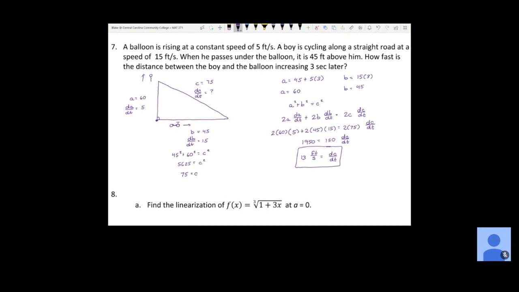So again, it's a right triangle problem. That means Pythagorean theorem. We have to find the derivative, plug everything in that we know. The tricky piece of this one, right, is really figuring out what those A and B values are just based off of the wording of the problem, right?